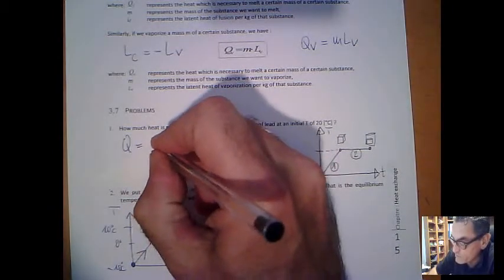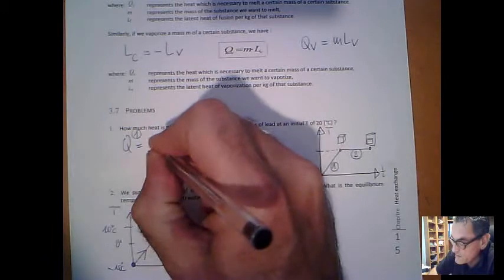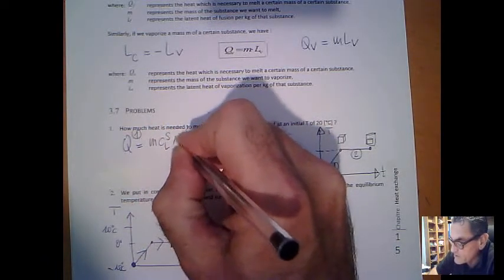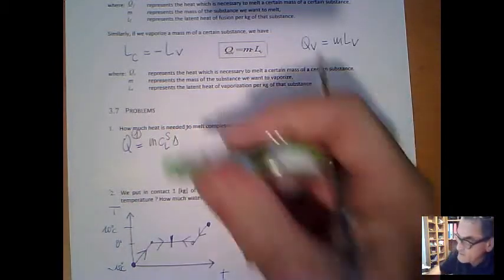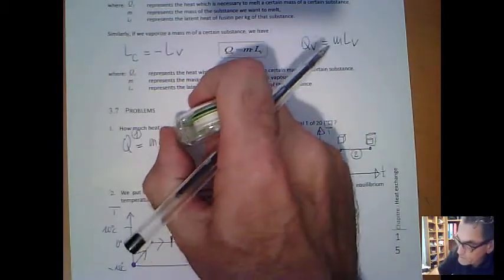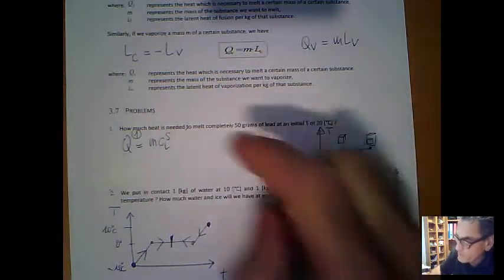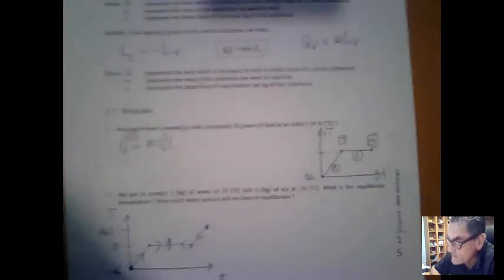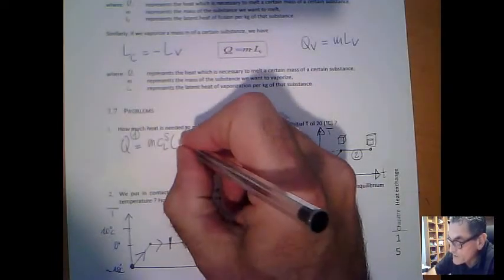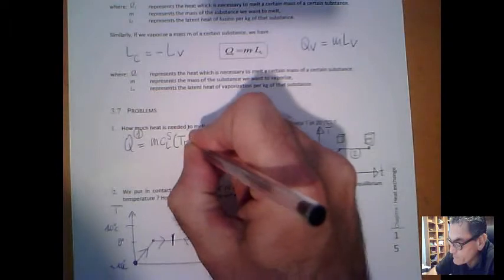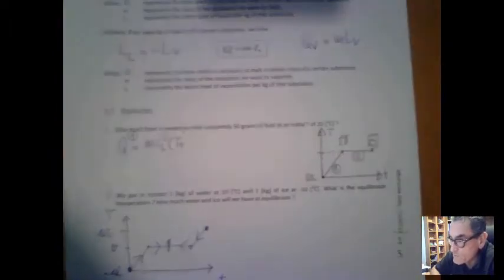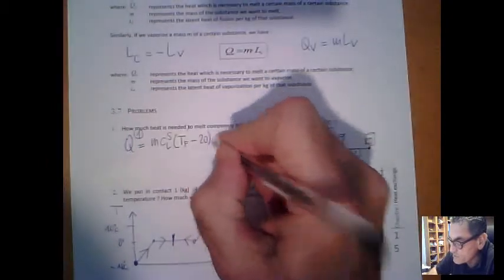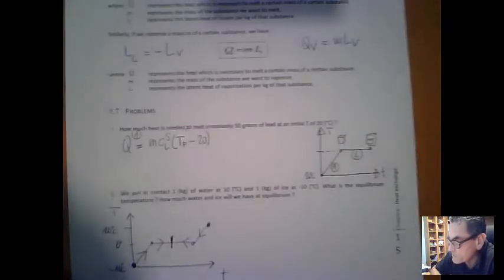So the Q1 is going to be M times C lead solid times the delta T, but the delta T, how should we write it? If I want to write the detail of the delta T, the final temperature, we don't know it because we don't know yet the fusion temperature of the lead, so this we have to look for in the table, and then minus the initial temperature of the lead, which is 20 degrees.